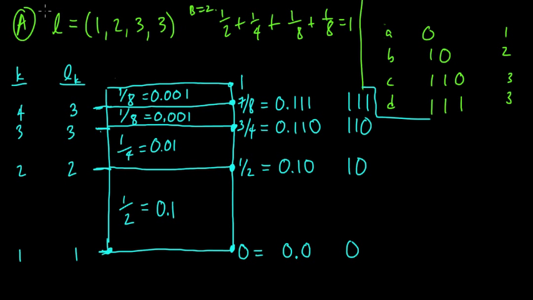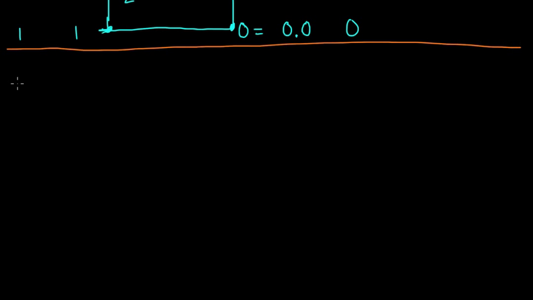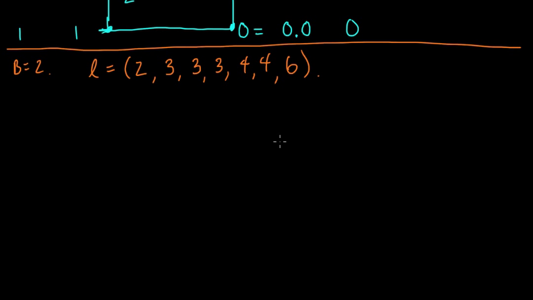So that's the construction for this simple little example. And let's do another one, maybe a little more involved, so you can start to see more how to generalize it. We'll keep b equals 2, and let's just pick some lengths: 2, 3, 3, 3, 4, 4, picked in non-decreasing order, and maybe skip 5, we'll throw a big one in there, 6. So now, what are the corresponding numbers 2 to the minus LK?